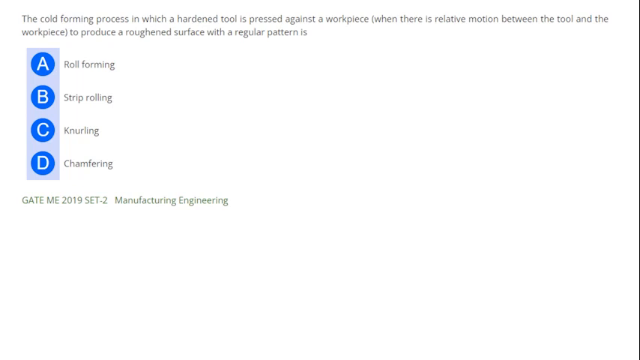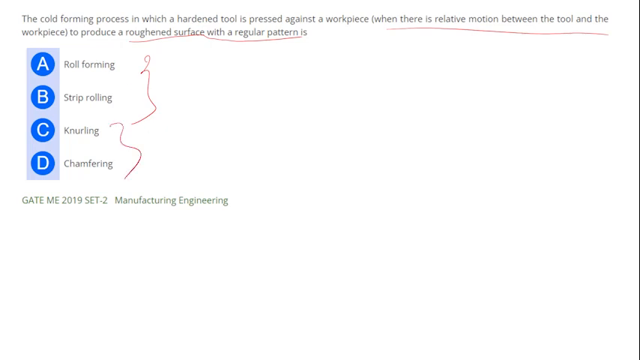In roll forming also, the workpiece will be pressed against the tool, and there is a relative motion between the tool and the workpiece. So there will be a relative motion between the workpiece and the tool in roll forming also, so in any kind of rolling it will be there. The answer will be to produce a roughened surface with a regular pattern. So these two will be eliminated because you will not get any pattern during these kinds of forming processes.